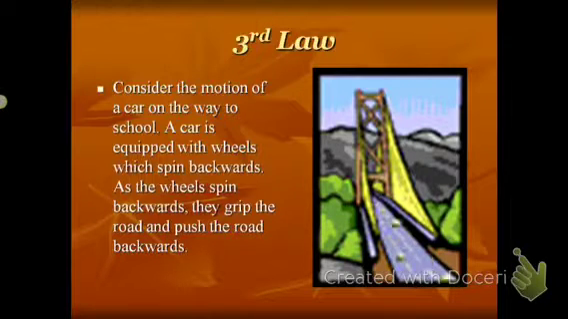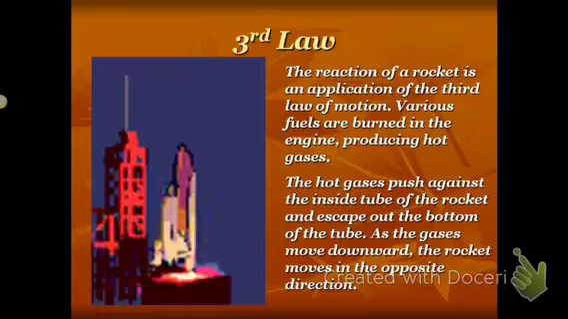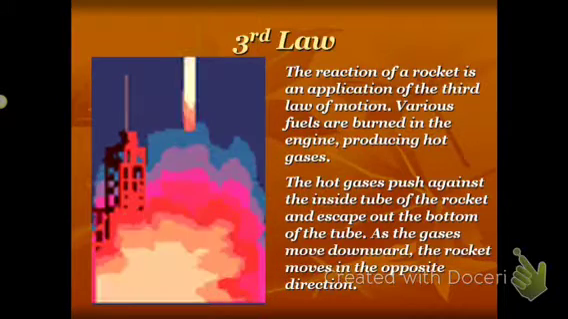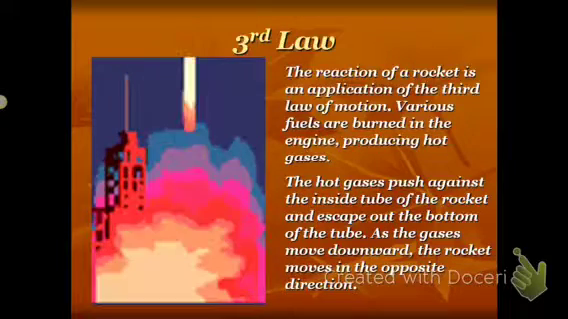So when you drive a car on the way to school, a car is equipped with wheels which spin backwards. As the wheels spin backwards, they grip the road and push the road backwards so the car goes forward. Okay, a jet, the same thing. Okay, so the hot gases explode and push the bottom of the rocket, and then the rocket goes upward. And that is it. Those are our Newton's 3 laws of motion.